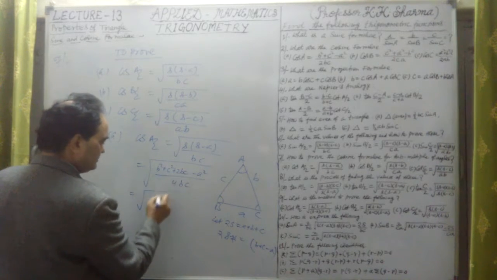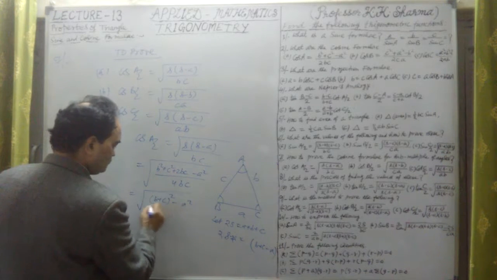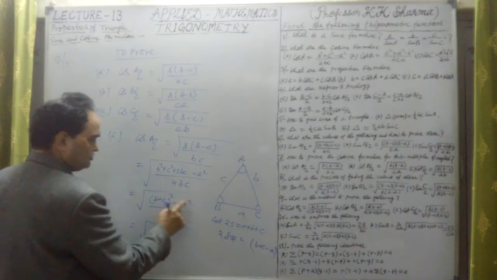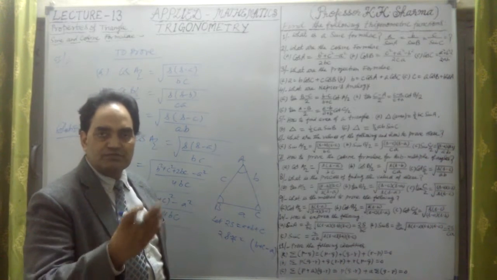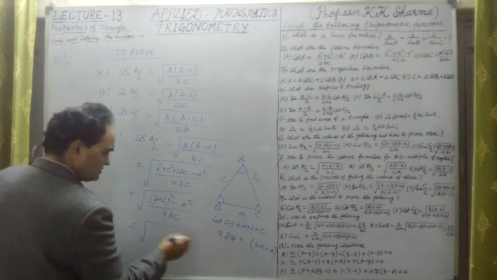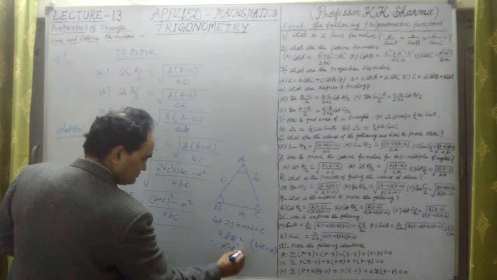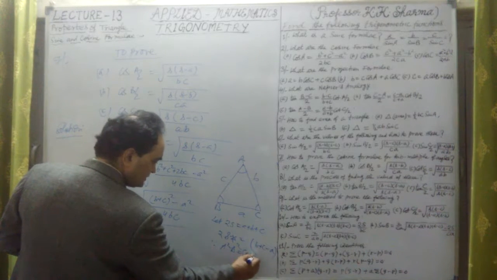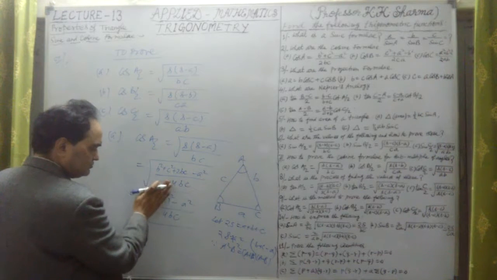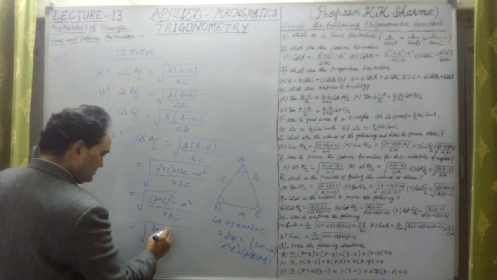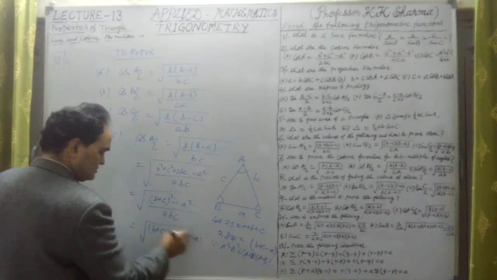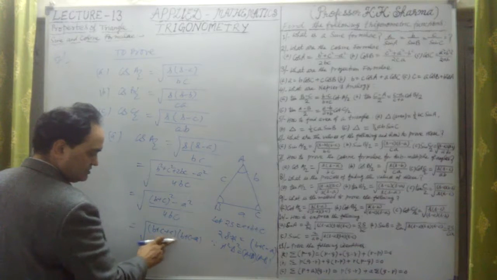It will give us (b plus c) whole square minus a square divided by 4bc. Okay, so now it is an a square minus b square type formula. A square minus b square is (a plus b)(a minus b): in one bracket it is a plus b, in another bracket it is a minus b. In the same way, we can write it here. Since a square minus b square is equal to a plus b in one bracket and a minus b in another bracket, here it will be b plus c plus a in one bracket, and in another bracket it will be b plus c minus a.